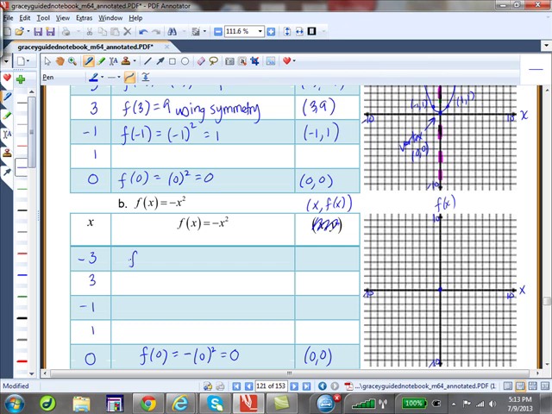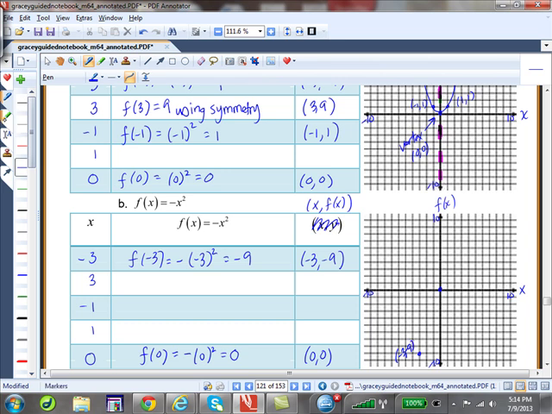So here we go. F at -3 will be -3 squared, which is -9. So -3, -9 will be our first ordered pair. So 1, 2, 3 to the left of our axis of symmetry, we have an ordered pair. We have a y value, a function value at -9. So this is -3, -9.